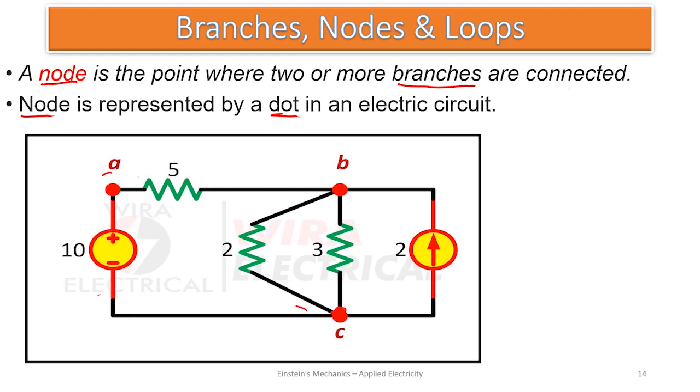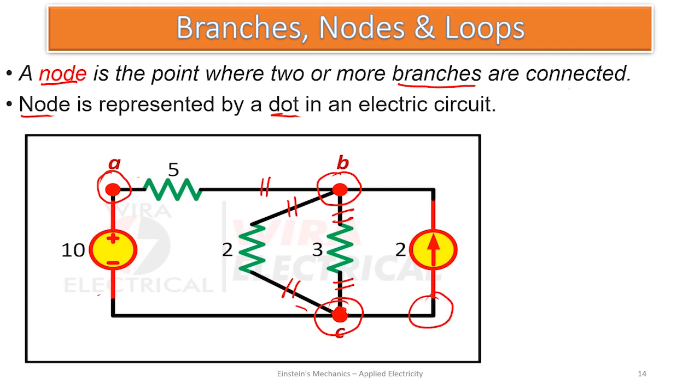Very simple. So we have A as node 1 and B as node 2, meeting point of this, that, and that. And even when you check part C, it also has branch 1 and branch 2 meeting, and this is what? A node. Are you okay?